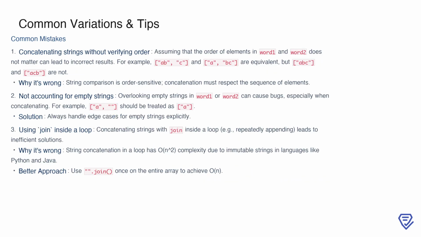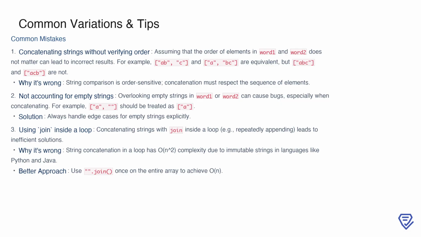In this problem, there are several common mistakes to watch out for, and understanding them can help you avoid unnecessary errors. First, one of the most frequent issues is concatenating strings without verifying their order. Keep in mind that string comparison is highly order sensitive. For example, while ABC and BC are equivalent, ABC and ACB are not, because the sequence matters when concatenating.